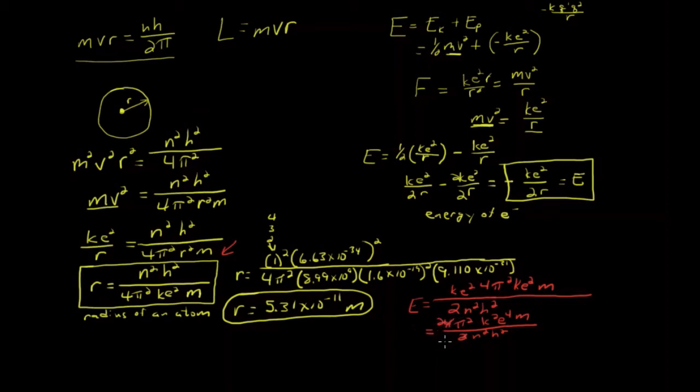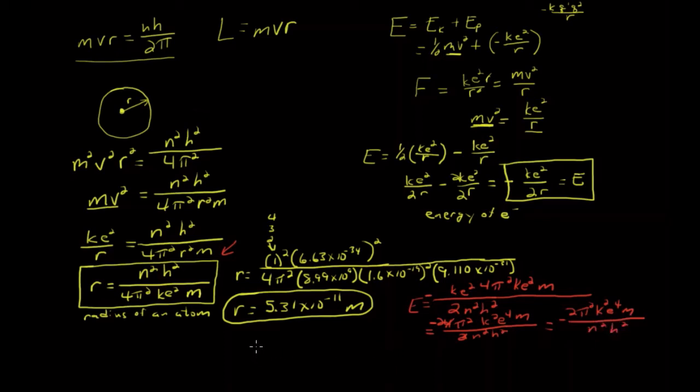So we have... Oh, I'm sorry. This whole thing should be negative, right? Yeah, negative. So this whole thing should be negative. And so that equals negative 2 pi squared k squared e to the fourth m over n squared h squared.